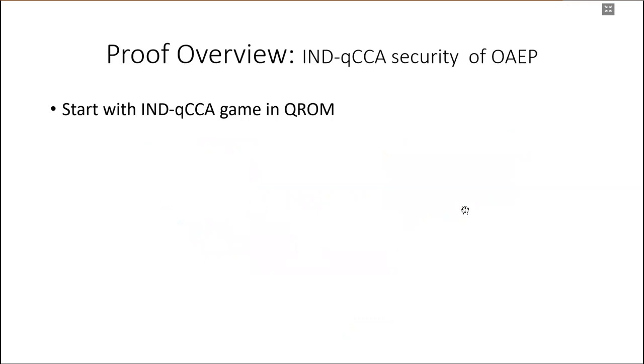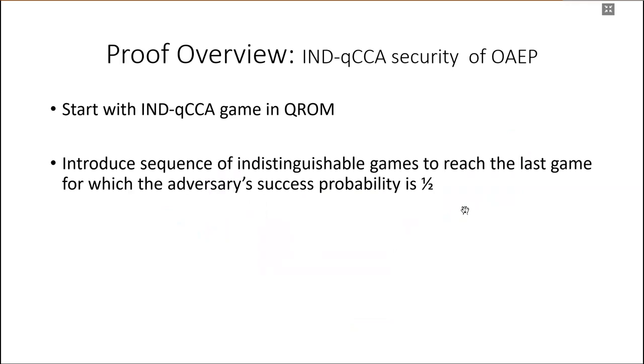I will give you the overview of the proof. We start with the indistinguishable QCCA game in the quantum random Oracle model. Then we introduce a sequence of indistinguishable games to reach the last game, for which the success probability of the adversary is half. That finishes the proof, because the games that were introduced are indistinguishable, and the success probability of the last game is half. So the overall probability of winning the QCCA game is 1/2 plus negligible.